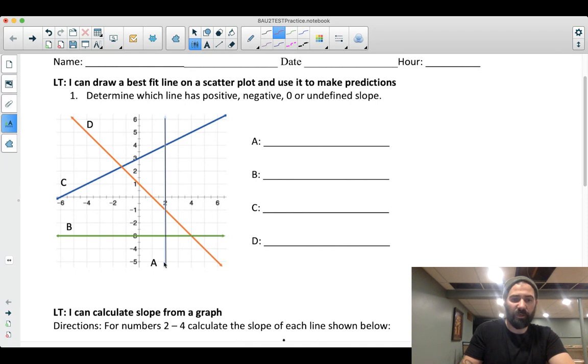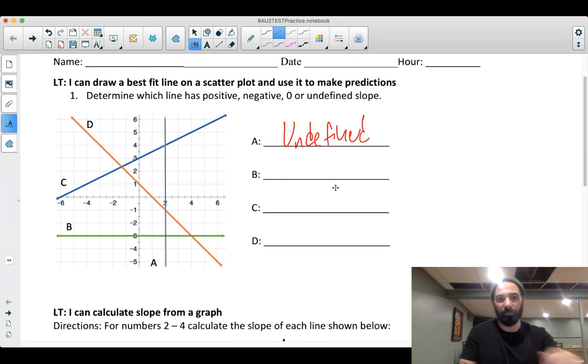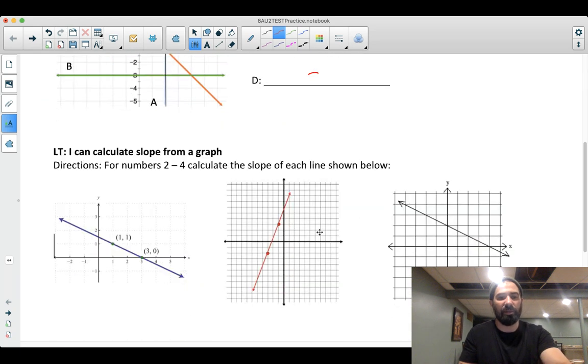And so you have line A, line B, line C, and line D. Line A, that's our vertical line here. Vertical lines are undefined. So that's all you write. Line B, that's a horizontal line, so that's a slope of 0. Line C, reading from left to right, we go uphill. Remember, we read graphs left to right, and I'm reading that, and that is uphill, so it is positive. And leaving our last one here, we are going downhill, that is negative. There's your answers: undefined, 0, positive, and negative.